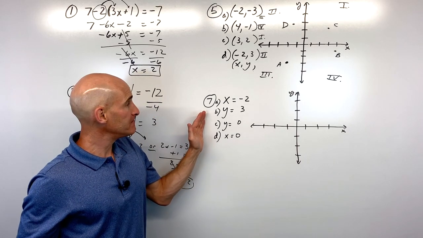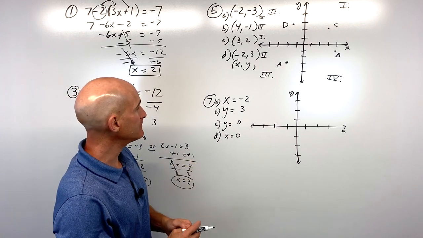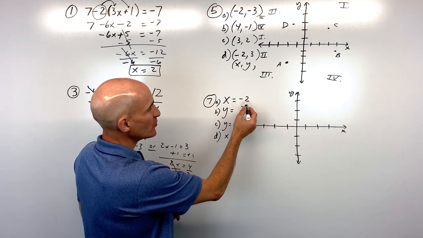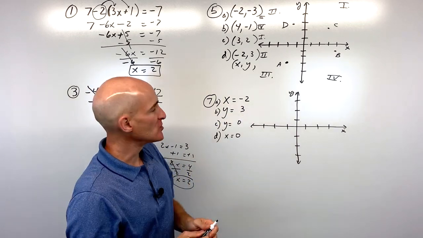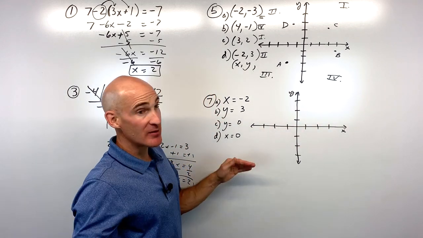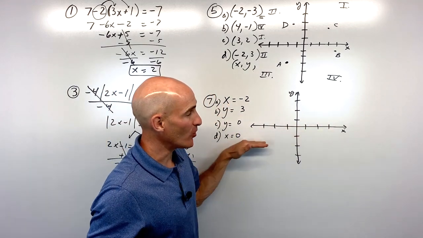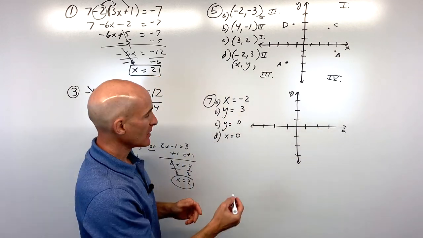For number 7, we want to graph these lines in the coordinate plane. So for A, we have x equals negative 2. Now, here's the thing. Sometimes students get a little bit confused because they see the x-axis going left and right like this, and they think maybe that x equals lines also go left and right, or horizontal like that. But what you can do if you get stuck is just make a little table.